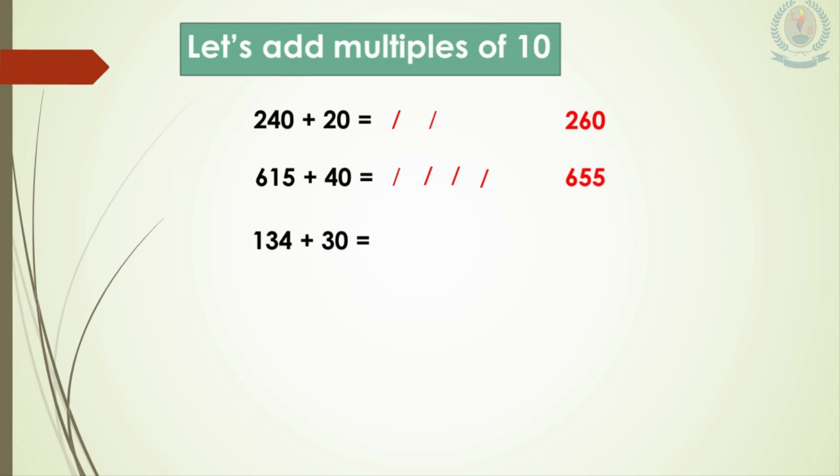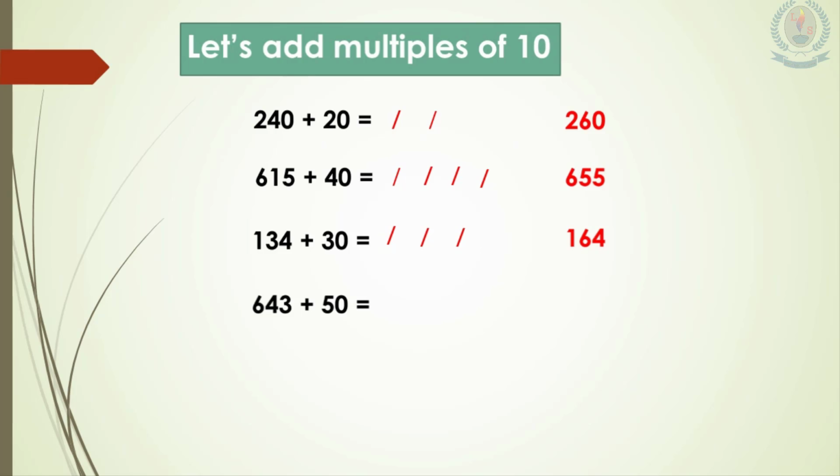134 plus 30. You can take 3 fingers. We are going to count on in tens from 134. 144, 154, 164. So the answer is 164.